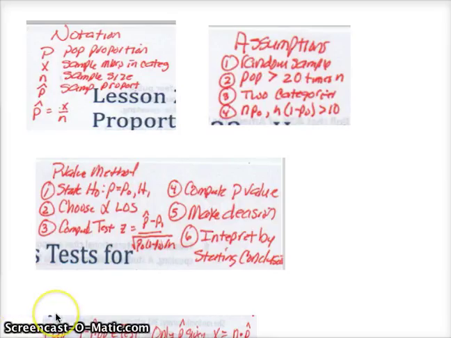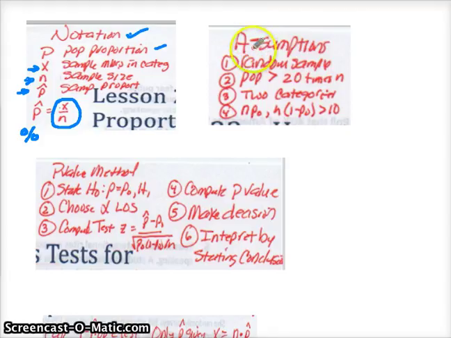Let's take a moment and hit some highlights on the notes. This unit is a lot about notation. Remember, P is a population proportion, and X is the number of people in the sample that are in the category I'm looking at. N is the number of people in the sample. P hat is the sample proportion. Remember, P hat is just a ratio, normally as a percent.